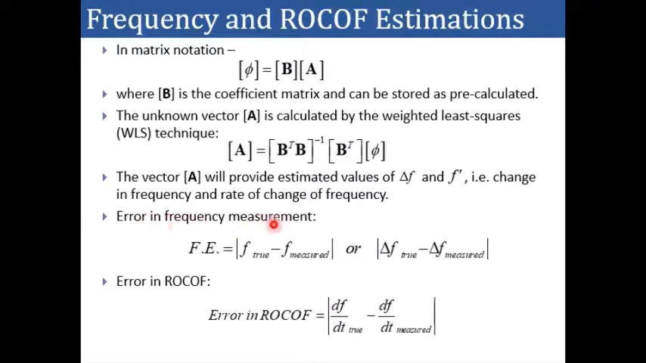How will you calculate the error in frequency measurement? Frequency error is given by mod of true value of frequency minus measured value of frequency, or we can write mod of delta f true minus delta f measured. To calculate the error in rate of change of frequency, we can calculate the error as mod of df by dt true minus df by dt measured.